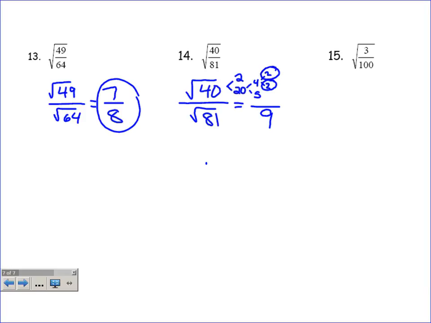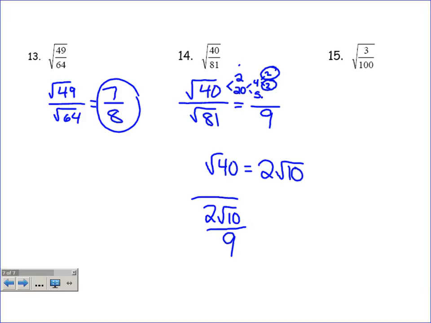So really, the square root of 40 is going to be equal to 2 square root of, so there's a 2 left over, and then a 5 left over, so that'd be a 10 on the inside. So here's what I have as my answer. I have divide by 9 on the bottom, that's the square root of 81. And I have 2 and the square root of 10 on top, so all I do is write that on top, just like so. And that should be good.